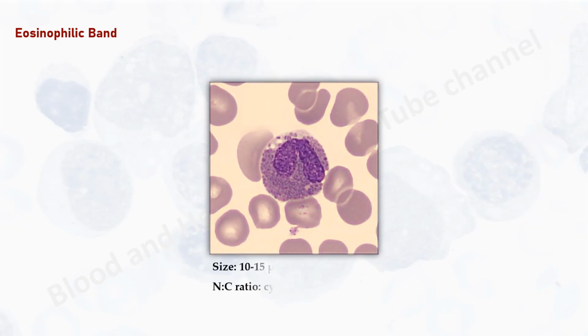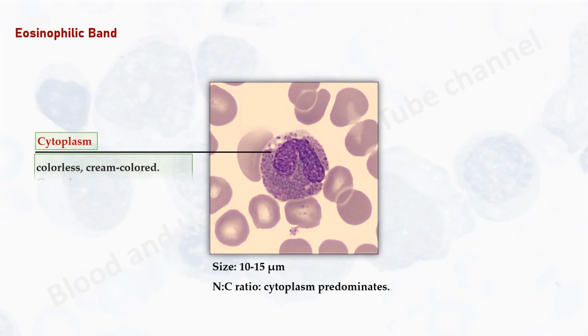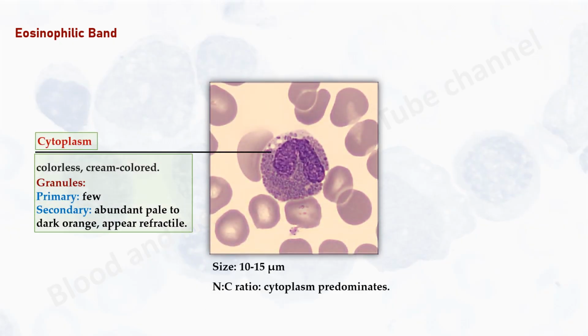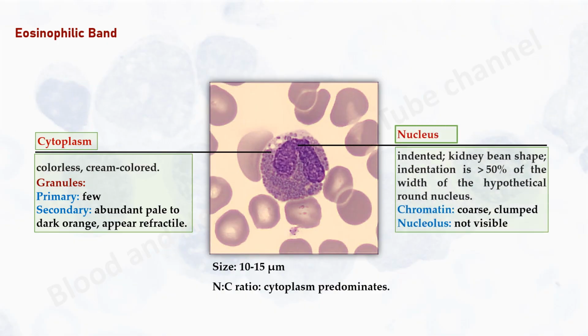The eosinophilic band cytoplasm is similar to the metamyelocyte stage. The nucleus is constricted without thread-like filament. Indentation is more than 50% of the width of a hypothetical round nucleus.